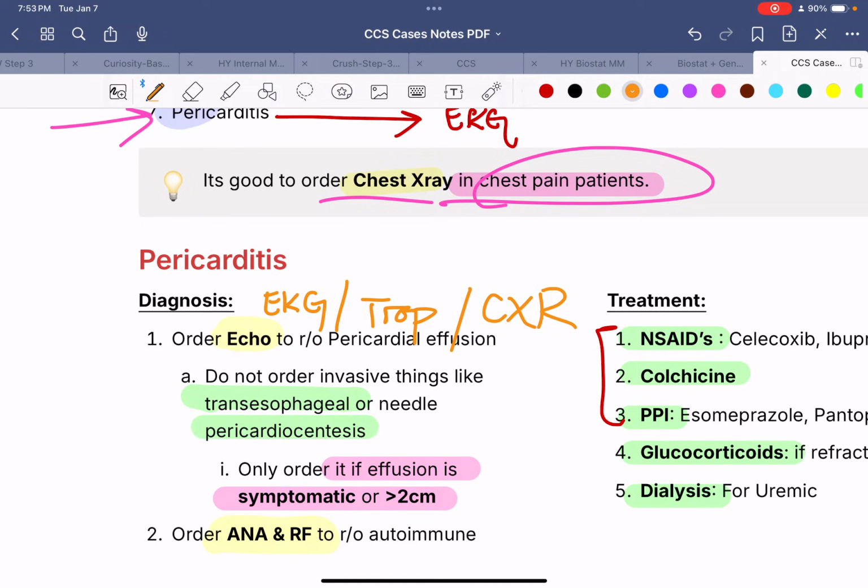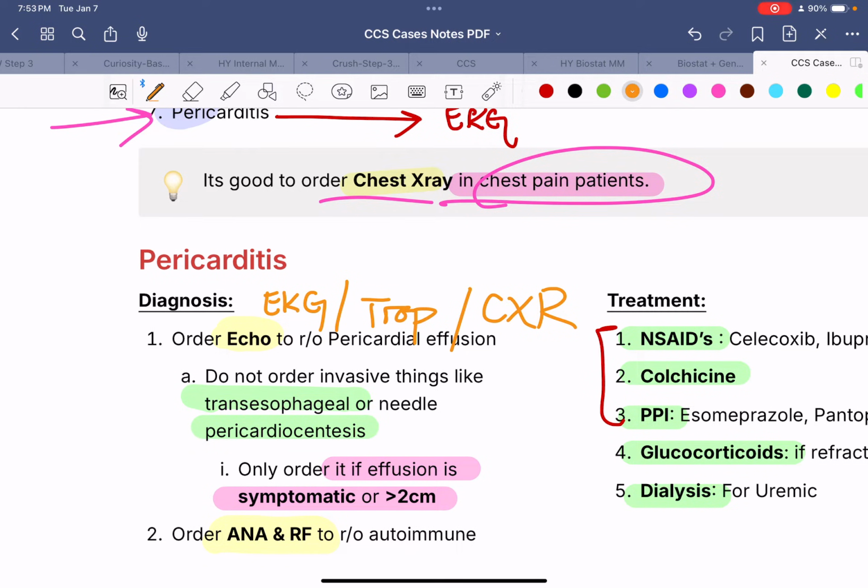And of course, again, to rule out some respiratory cause, you're going to do a chest x-ray, right? Okay, but you're going to do an echo, but you are not going to order anything invasive like a transesophageal echo or needle pericardiocentesis, and you will only order these if the effusion is symptomatic or if it is greater than 2 centimeters.